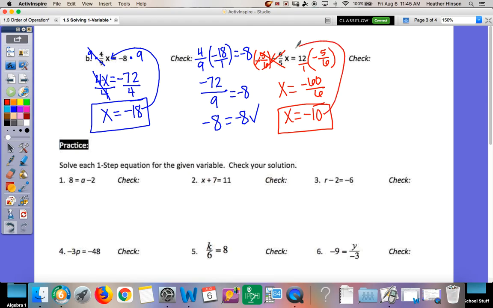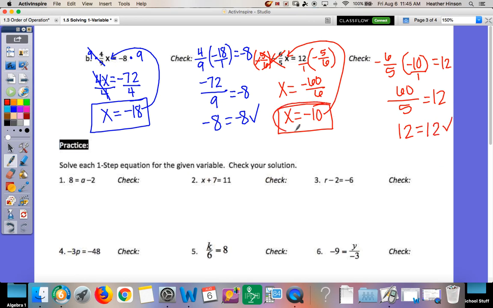And I can always check it by plugging it back in. Negative 6 over 5 times negative 10. I'm going to put that over 1. Negative 6 times negative 10 is negative 60. 5 times 1 is 5. Ooh. Oh, hold up. Wrote a negative. Okay, negative 6 times negative 10 is positive. Negative times negative is positive. Bring down my 12. 60 divided by 5 is 12. And yes, 12 equals 12, so I know my answer is correct. So you can go try the practice for those now.